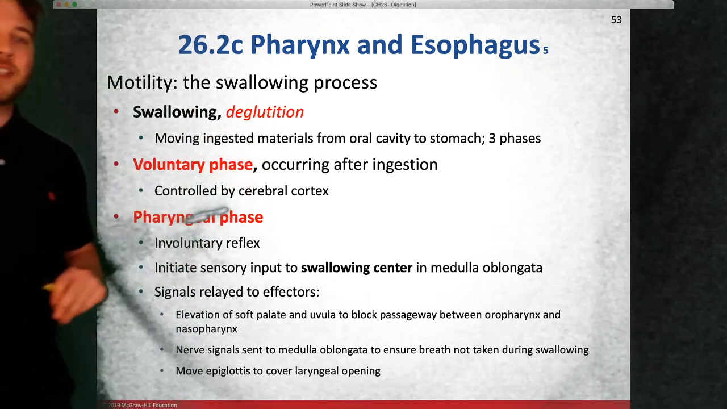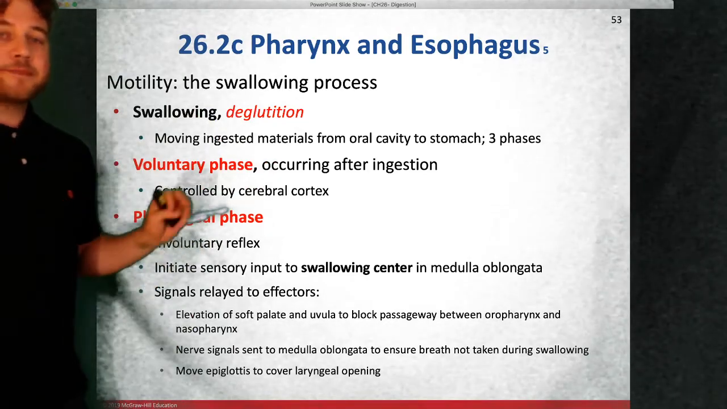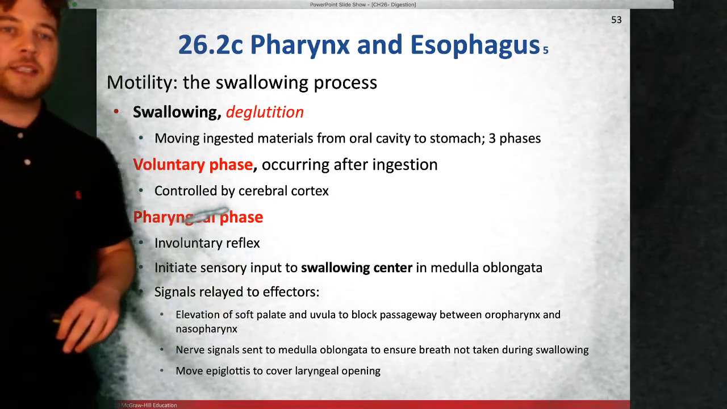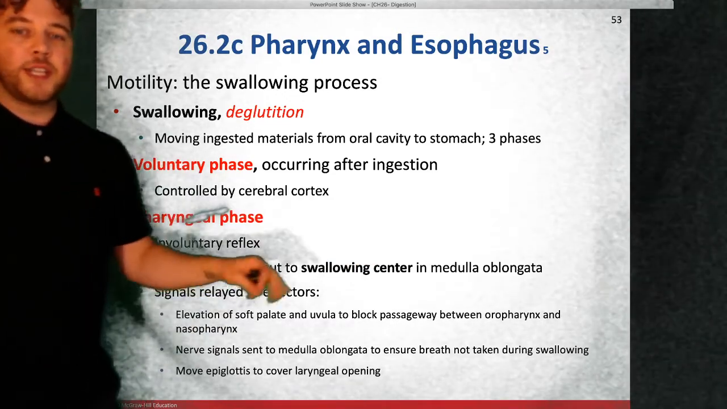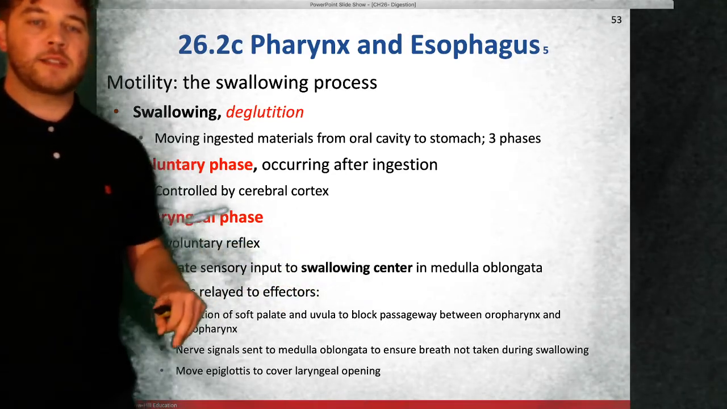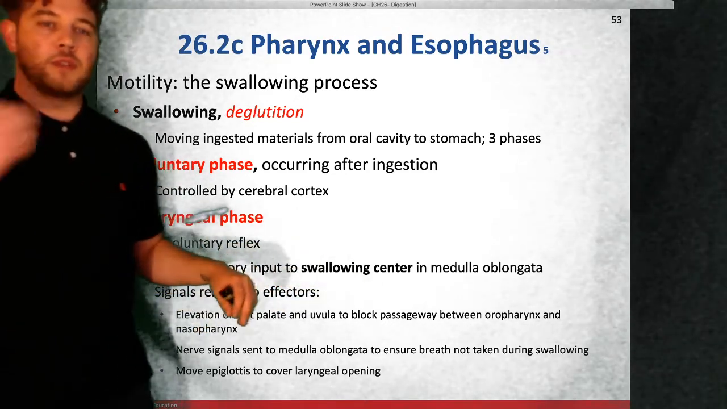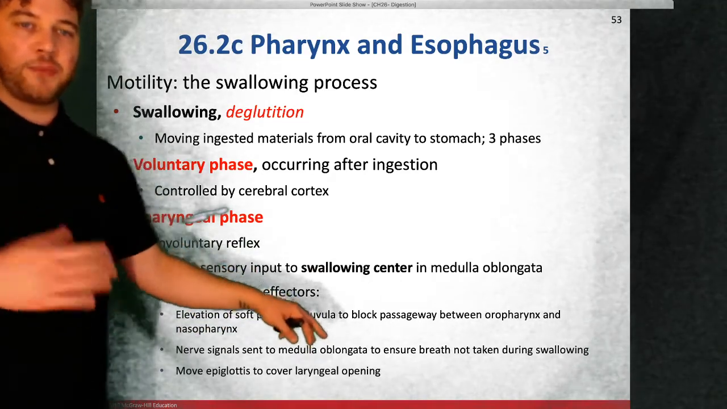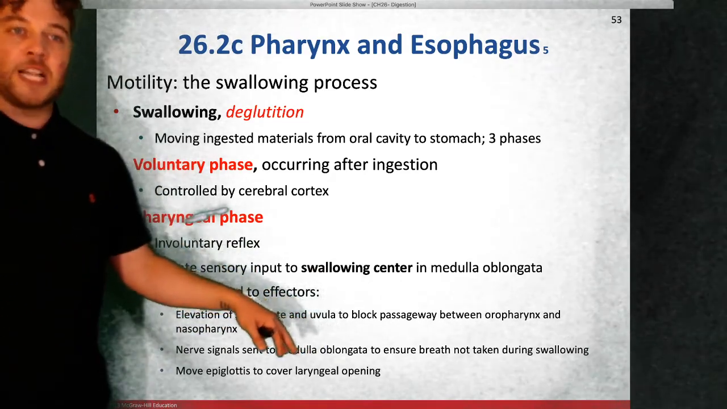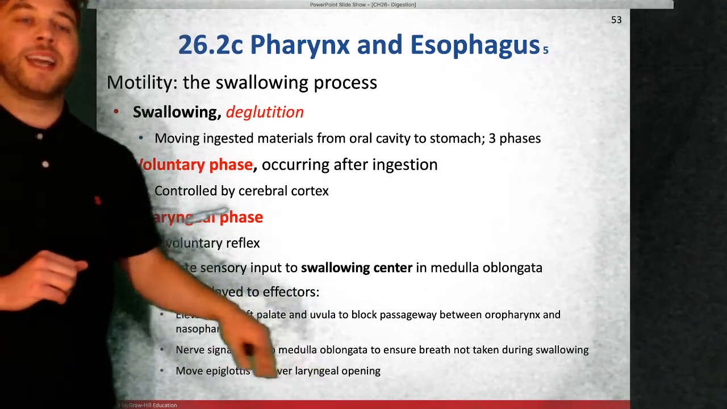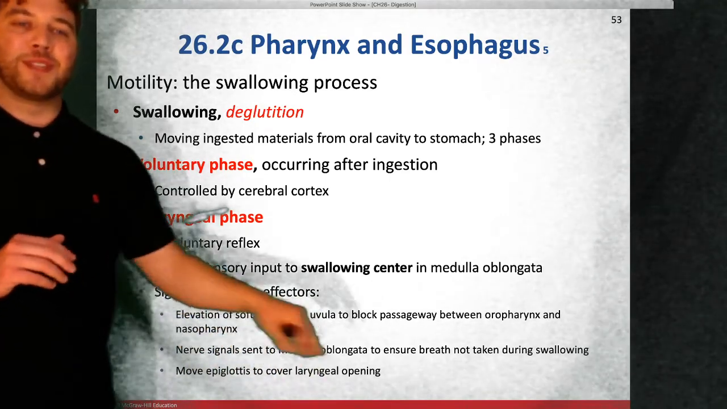It initiates this involuntary reflex. Sensory input goes to your swallowing center in the medulla oblongata, and those signals get relayed to effectors. That's going to cause elevation of the soft palate and the uvula to block anything going up into the oropharynx. Nerve signals are sent to the medulla oblongata to ensure that a breath isn't taken, because remember, the medulla oblongata also has the respiratory center. And it moves the epiglottis to cover the laryngeal opening.